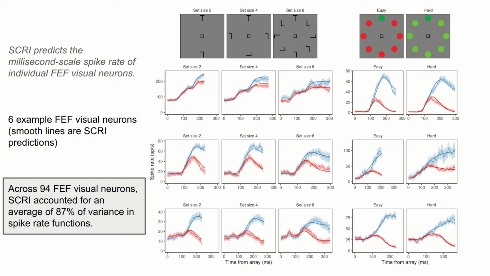SCRI predicts the millisecond by millisecond spike rate of individual and often idiosyncratic FEF visual neurons, of which 6 are shown here. Across all 94 neurons in our dataset, SCRI accounted for an average of 87% of the variance in spiking activity that FEF visual neurons produced during visual search. This includes accounting for how those spiking dynamics are modulated by increasing the number of distractors, set size, or by increasing the similarity between distractors and the search target.